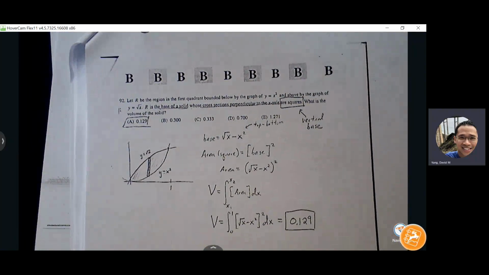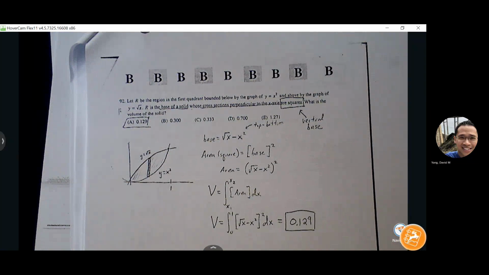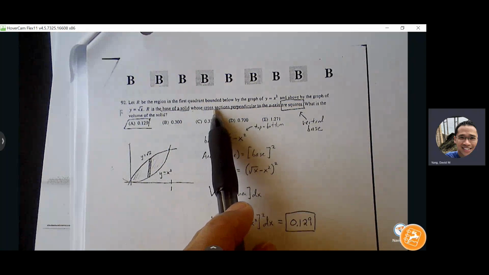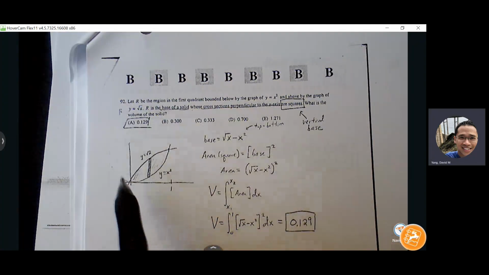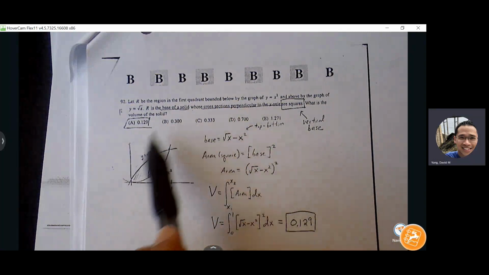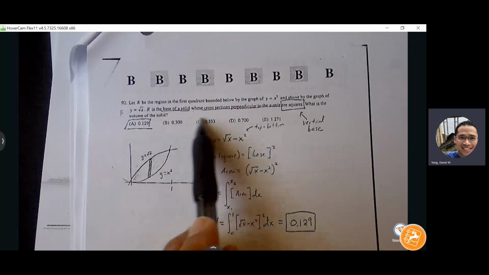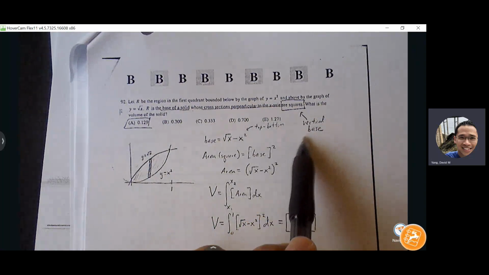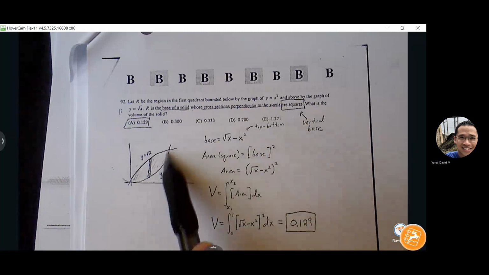Okay, 92. R is the region in the first quadrant. We have y equals root x, that's the curve above, and y equals x squared, this is the graph below. Cross sections are perpendicular to the x-axis. So we want to draw something that is vertical.